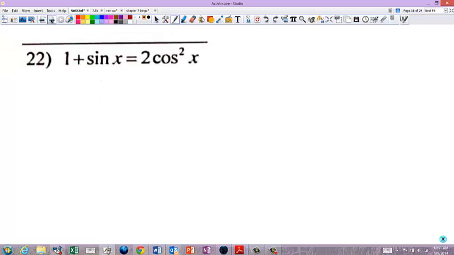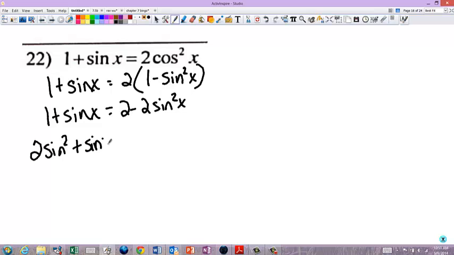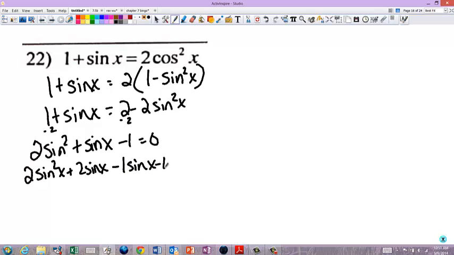22. Replace cosine squared with 1 minus sine squared. So 2 minus 2 sine squared. Get everything on one side, so it would be 2 sine squared plus sine minus 1. So negative 2 and positive 1, so 2 sine squared, no, positive 2 and negative 1, minus 1, minus 1.